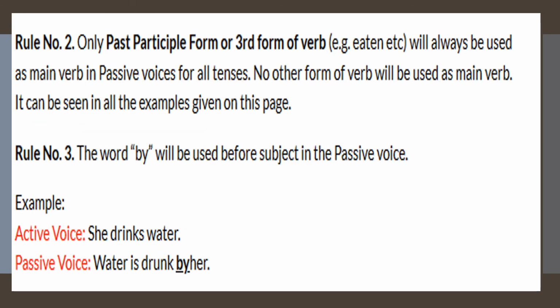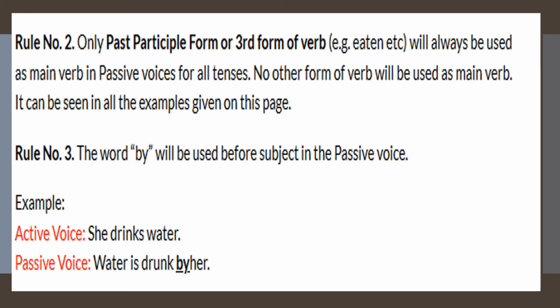Here we have rule number 2, and it says only past participle form or third form of verb will always be used as main verb in passive voices for all tenses. No other form of verb will be used as main verb. It can be seen in all the examples given on this page. Rule number 3 is the word by will be used before subject in the passive voice.